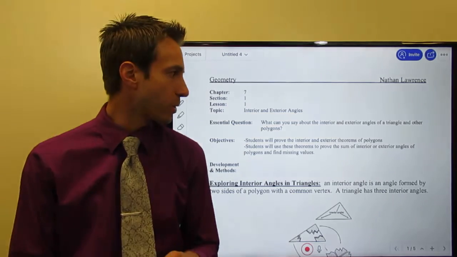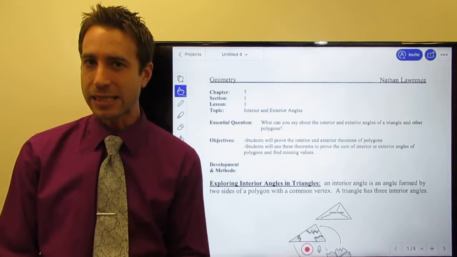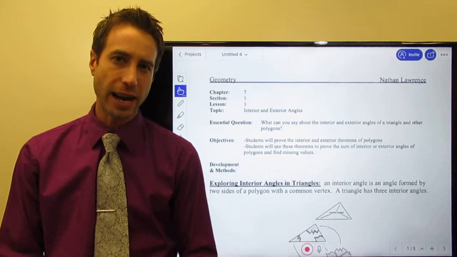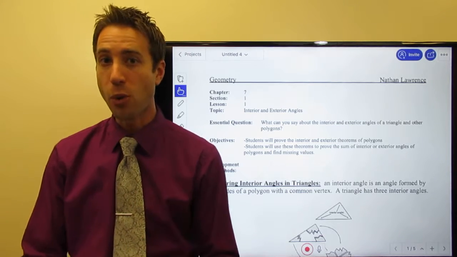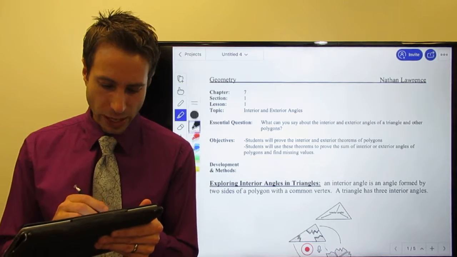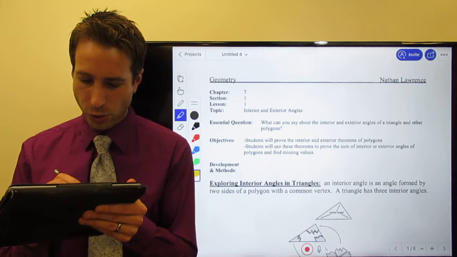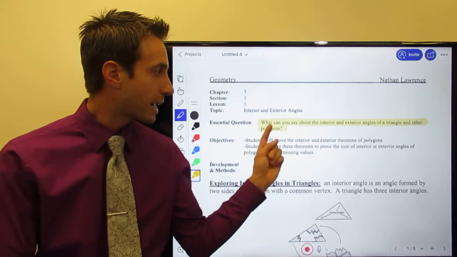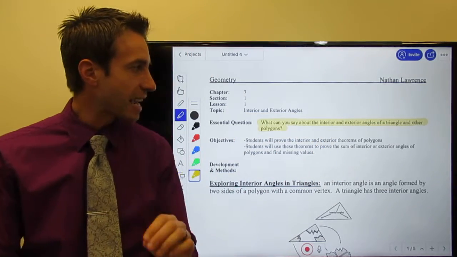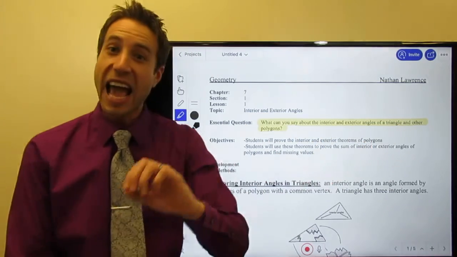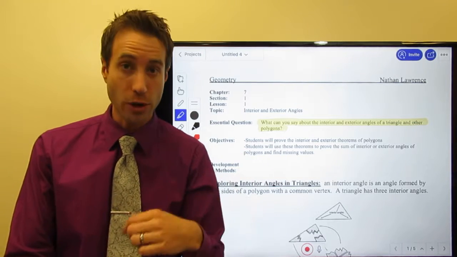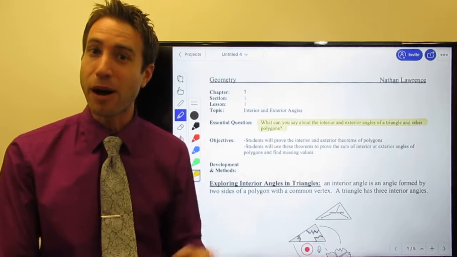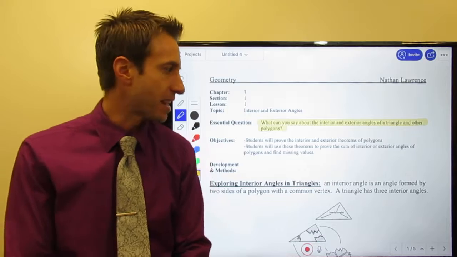What we're going to start with here is taking a look at the interior and exterior angles of triangles. But as always, we start with an essential question. Here's what our essential question is for this set of videos. We want to know, what can we say about the interior and exterior angles of a triangle? And as a result of what we know about triangles, what can we say about other polygons? We'll talk about that in a second.